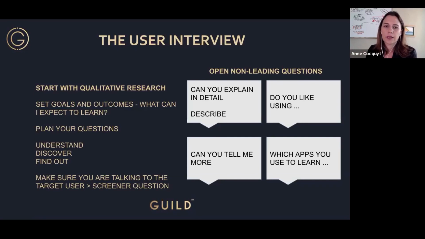So you want to set a goal and outcomes. So what do you expect to learn from a user interview? You want to plan your questions. So you're not just going to sit there and talk. You want to have a question template there. You want to understand, discover, and find out. And you don't want to ask leading questions. So there's these two categories of questions: open questions, closed questions, non-leading questions, and leading questions.